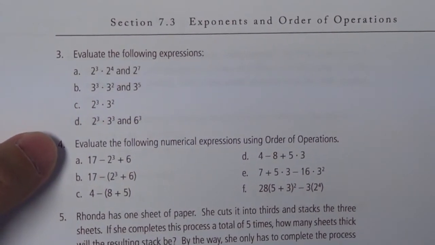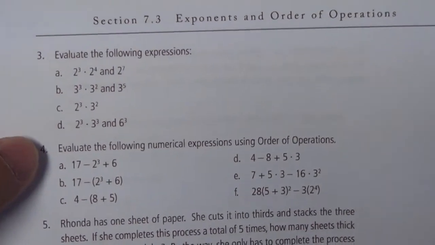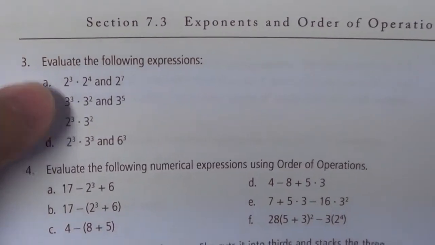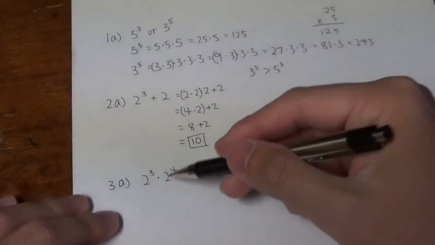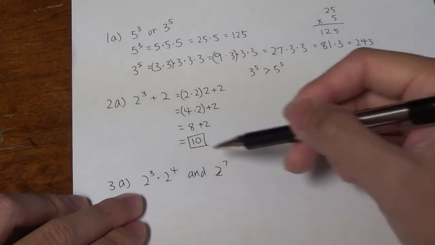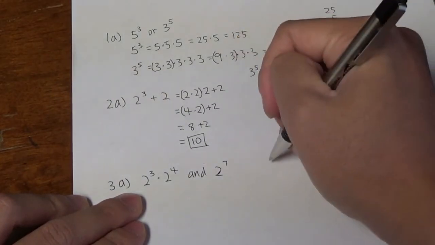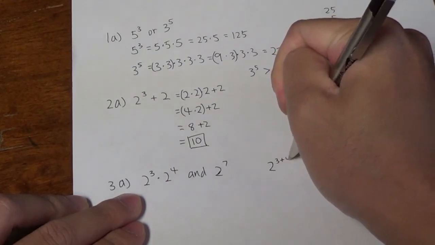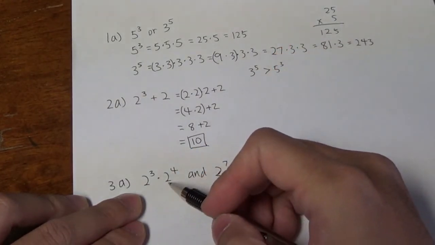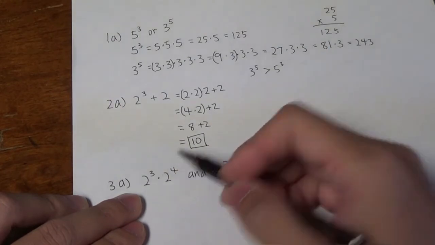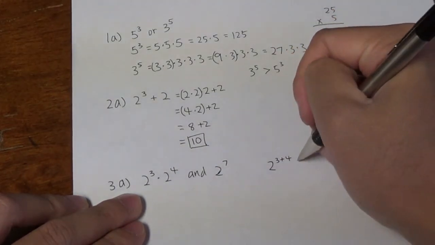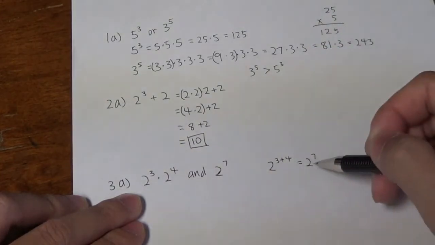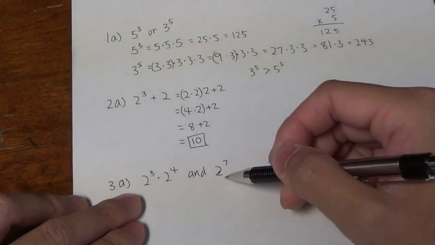Supposed to evaluate the following expressions again, except this time it gave you 2 separate ones. And the point of the question is to show you that these two are actually equivalent. By using the rule from the lesson, we know that if the two bases that are multiplying by each other are the same, you can simply add the exponents. So 3 plus 4 will give me 7, so this is equivalent to 2 to the power of 7, which is the other one it gives us.